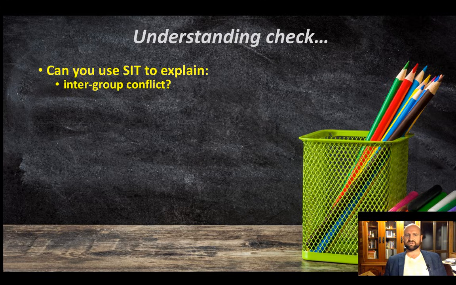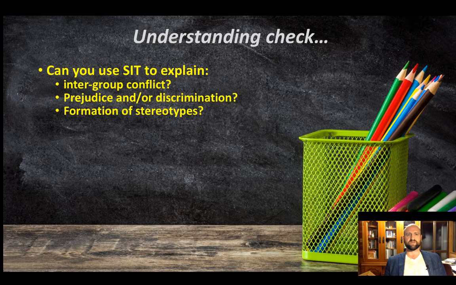So check in, can you use social identity theory to explain intergroup conflict, prejudice and or discrimination, or formation of stereotypes? What I would suggest as well, these are 3 topics that are in the new IB Psychology course. Start here. Can you explain stereotypes? Because then if you can, well then the formation of stereotypes could explain prejudice, which then might explain discrimination. This is another topic in human relationships, and then this might explain intergroup conflict. So they kind of bounce off one another.